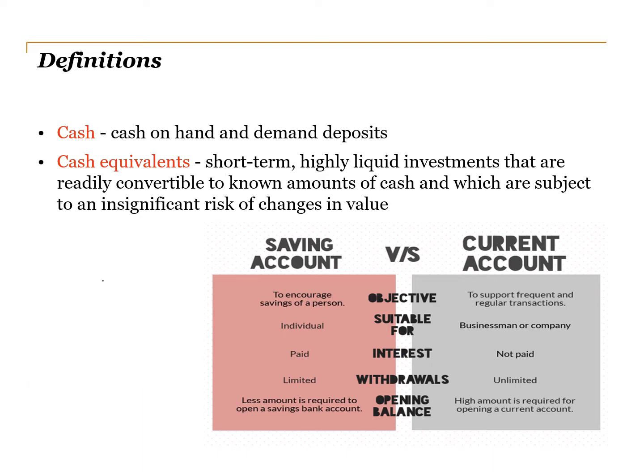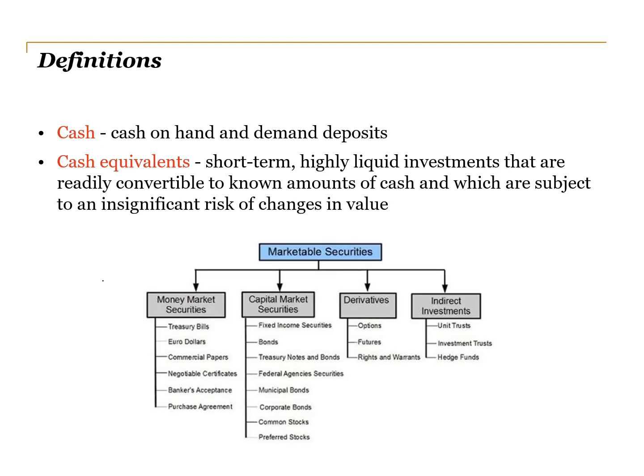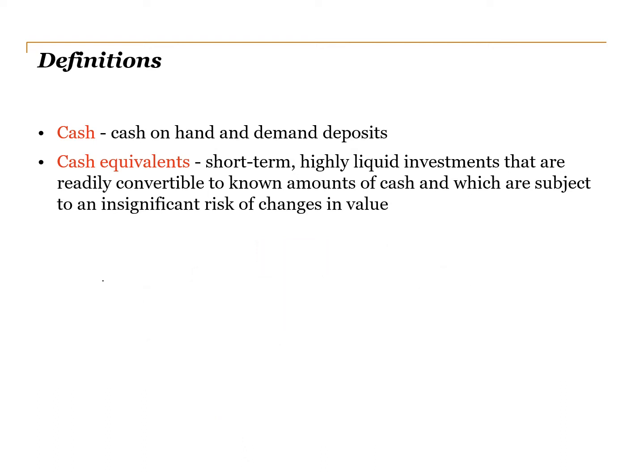Cash equivalents are short-term, highly liquid investments that are readily convertible to known amount of cash and which are subject to an insignificant risk of changes in value. A great example will be a term deposit with an original maturity of less than 3 months. And I should emphasize the fact that it is the original maturities that count. A second example will be money market securities, like treasury bills.